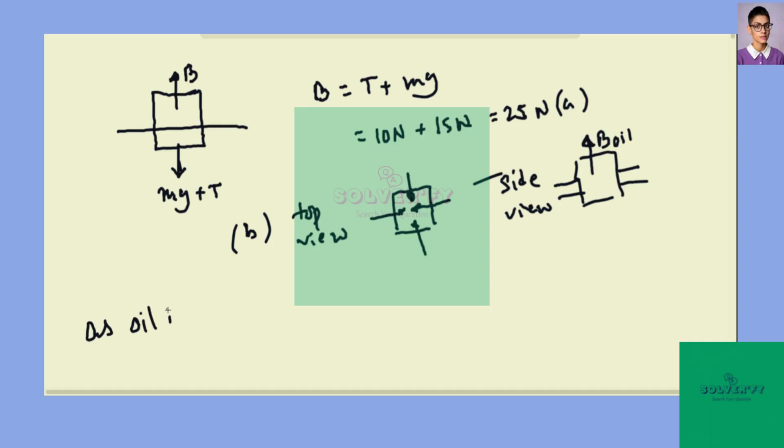As oil is added, B increases, so tension has to decrease.